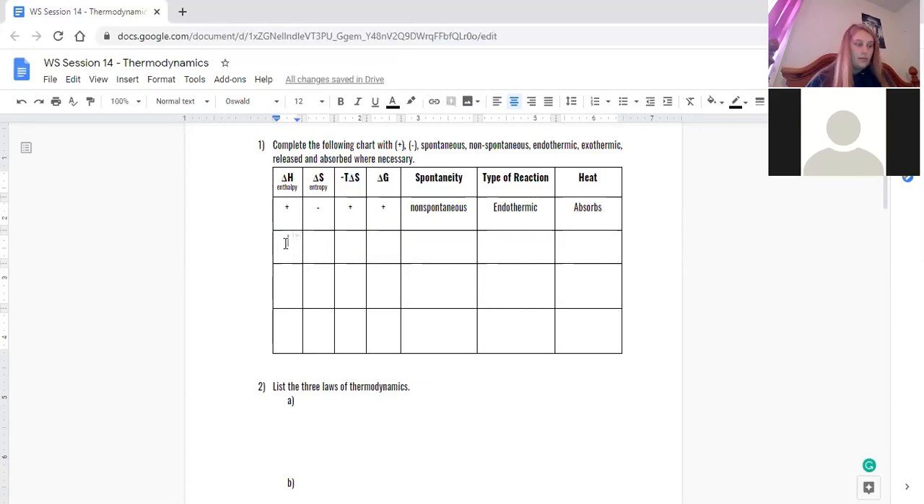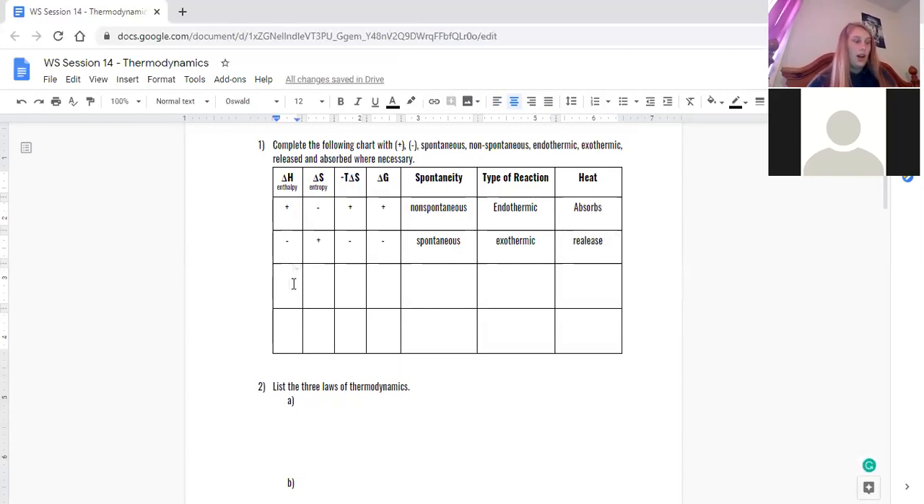So now we're going to flip all of them backwards. So if this H is negative, S is positive, and negative T delta S is negative, and delta G is negative, then all of these others are going to be exactly opposite as well. So this is spontaneous. This would be exothermic. It's going to release heat.